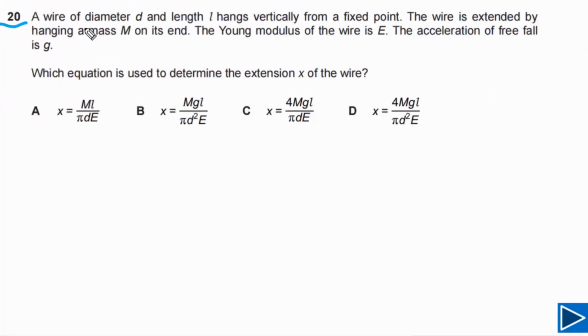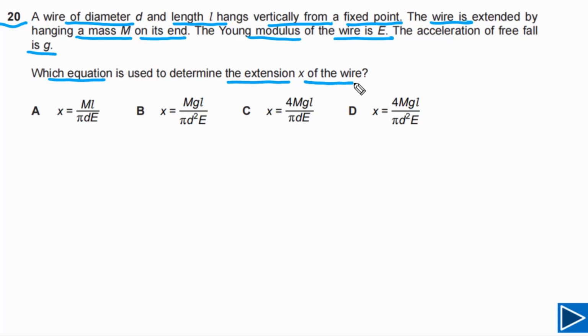For question number 20, it is given to us a wire of diameter small d and length L hangs vertically from a fixed point. The wire is extended by hanging a mass capital M on its end. The Young's modulus of the wire is capital E. Acceleration of free fall is g. We need to find out which equation is used to determine the extension x of the wire.